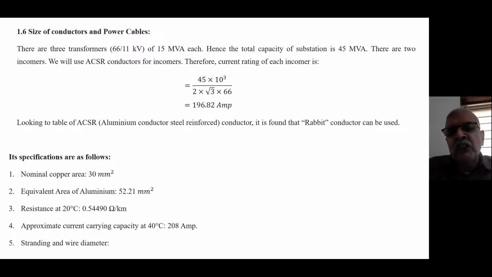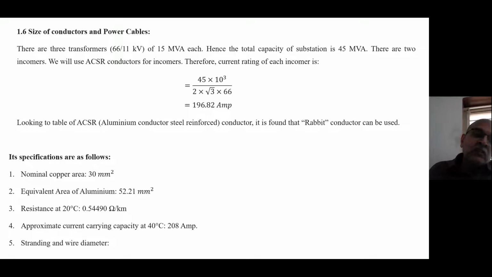So when 196.82 ampere is the current, you have to go for the standard conductor which can take current more than 196.82. That is very obvious. And that conductor is rabbit. So we are going to use rabbit conductors for two incomers. Specification as per standard: nominal copper area 30 mm square, equivalent area of aluminium 52.21 mm square.